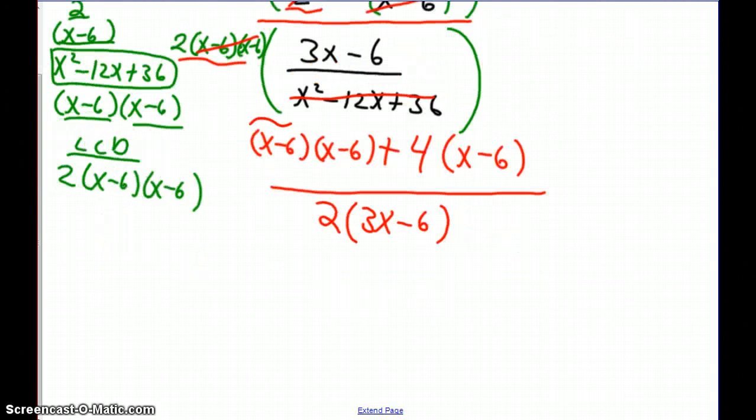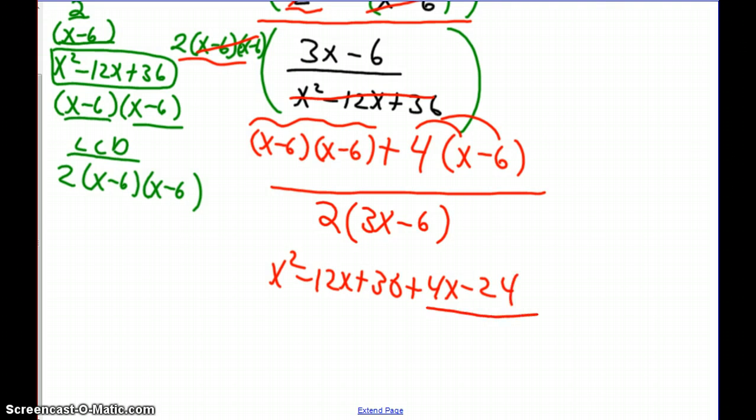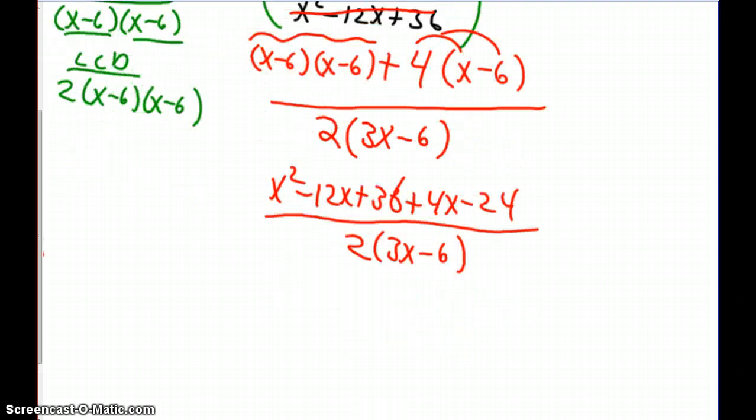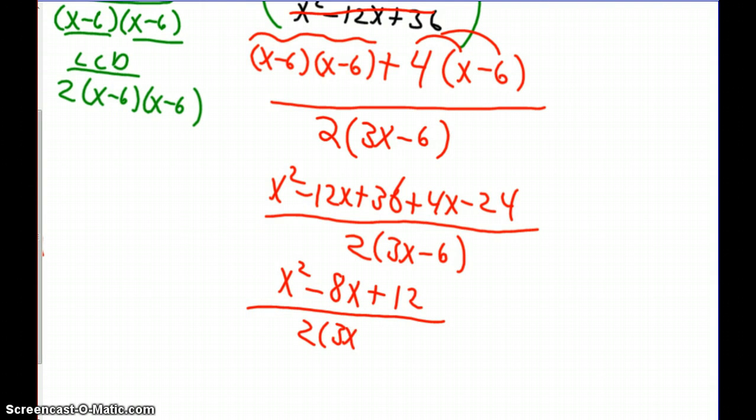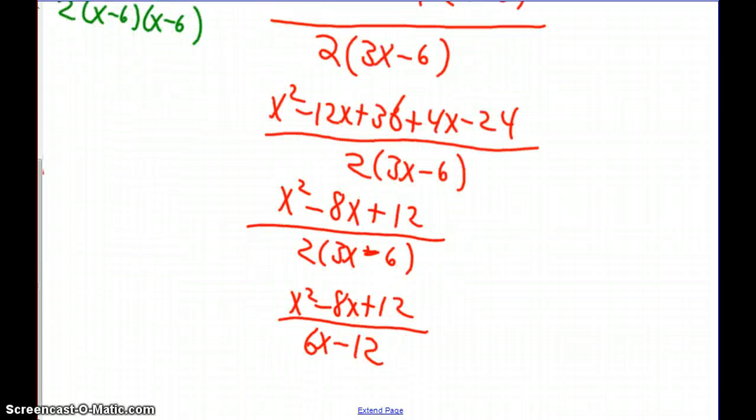Okay, so now what you're going to do is FOIL this, then distribute this, and then put it over the denominator. Okay, so now when I combine my like terms, I get what? x squared minus 8x plus 12 over 2 times (3x - 6).